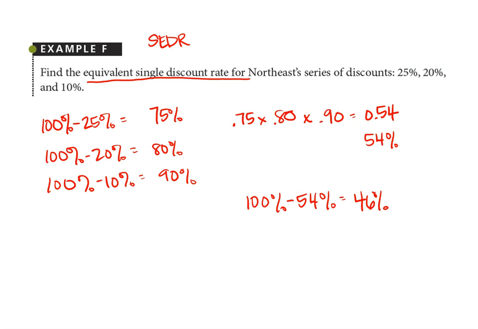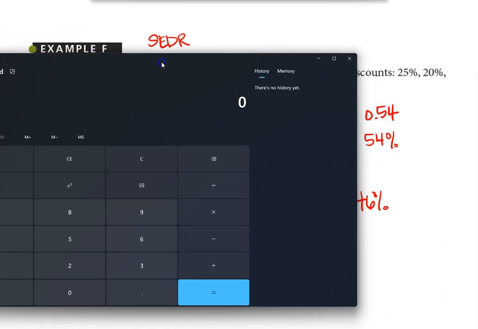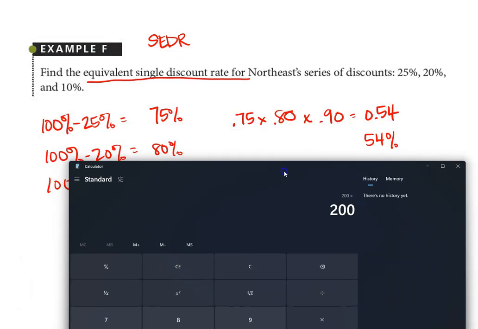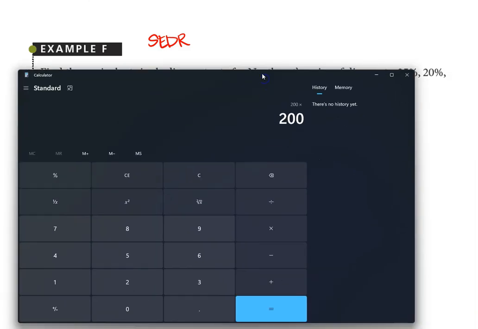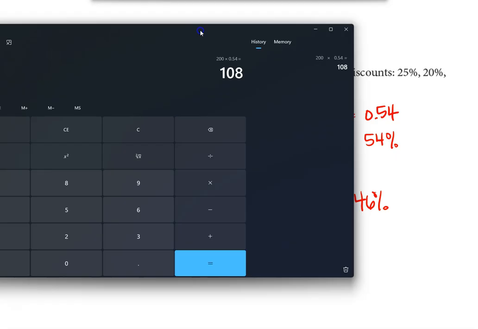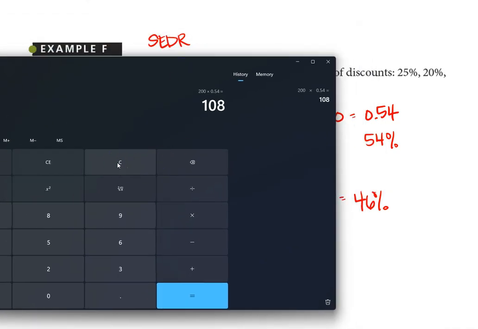And we can even check this in our calculator using the previous example. So if I were to use the same list price as the previous examples of $200 times 54%, this gives me $108, just like how we calculated before. So the customer, again, is paying 54% of the list price, and that 46% is their discount rate.